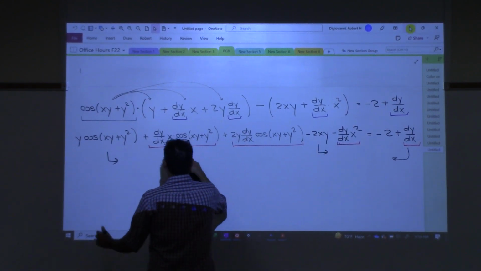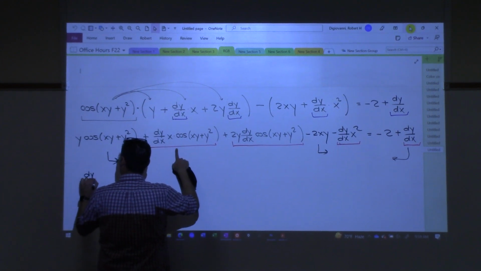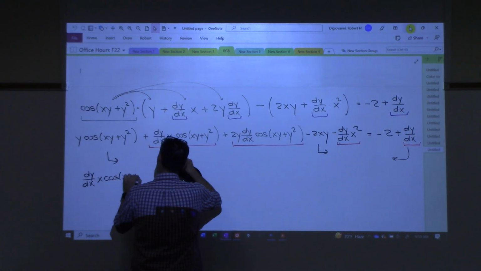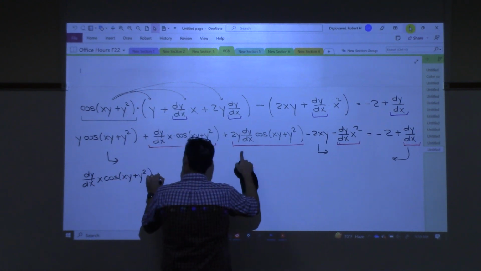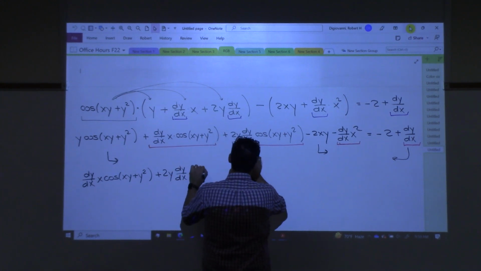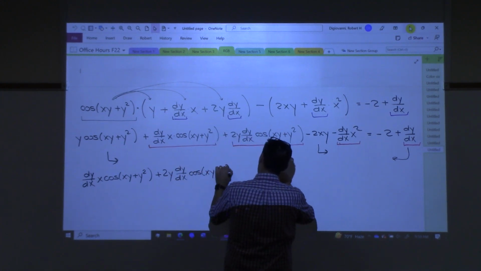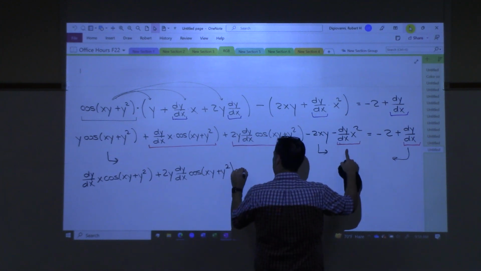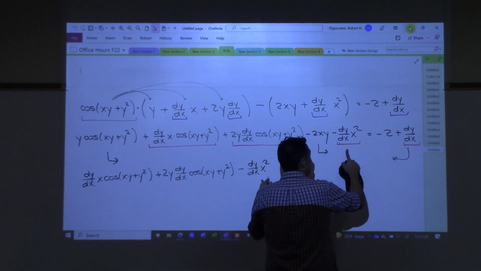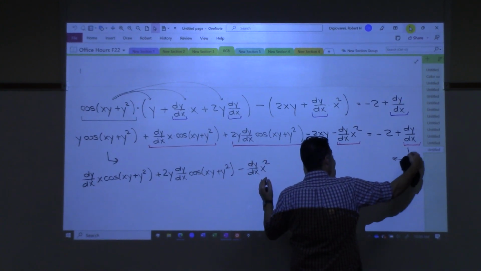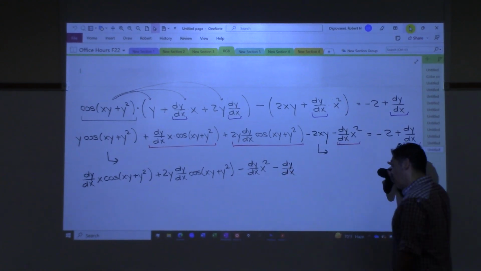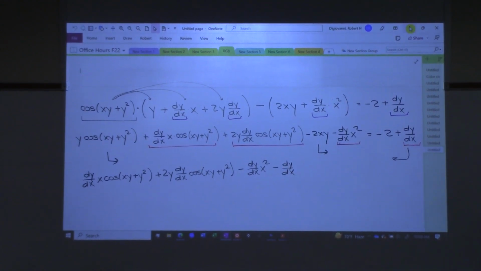So let me write what I have. I have this right here, dy dx times x times cosine of xy plus y squared, plus 2y dy dx cosine of xy plus y squared, okay, minus dy dx x squared. And then I brought this one, the one here in red, to this side, which makes it minus dy dx. That's all my dy dx terms on the left.